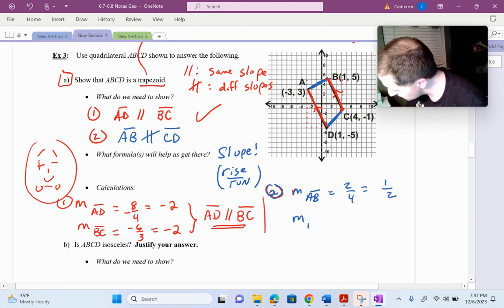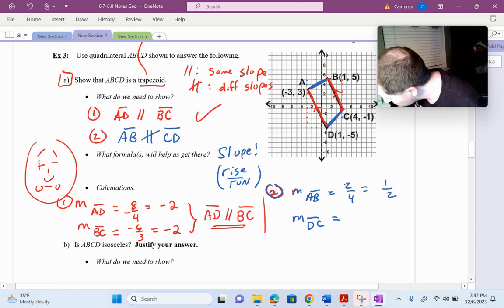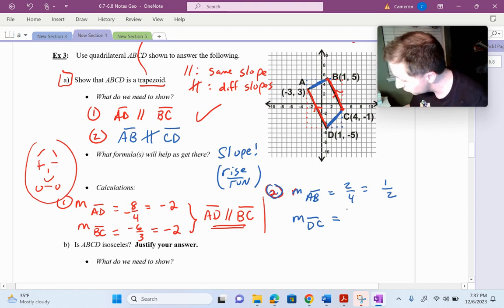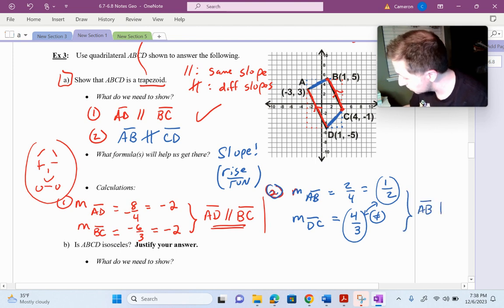And the slope of DC or CD would be, this goes down 1, 2, 3, 4 over 1, 2, 3. So we're going down 4 over 3. So this would be a slope of positive 4/3. And clearly, 4/3 and 1/2, these are not equal. So what that tells me is that those slopes are not equal. So those lines AB and CD are not parallel.